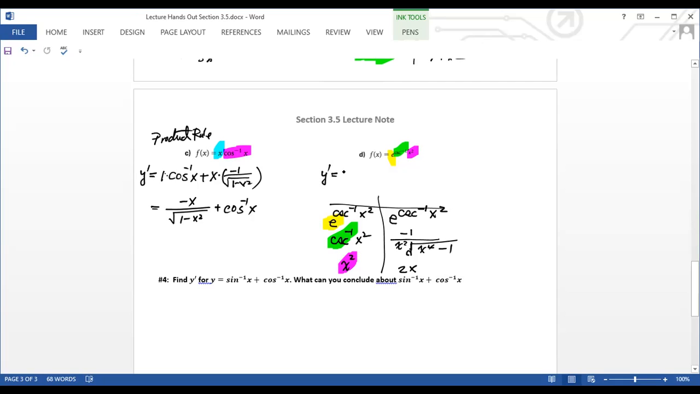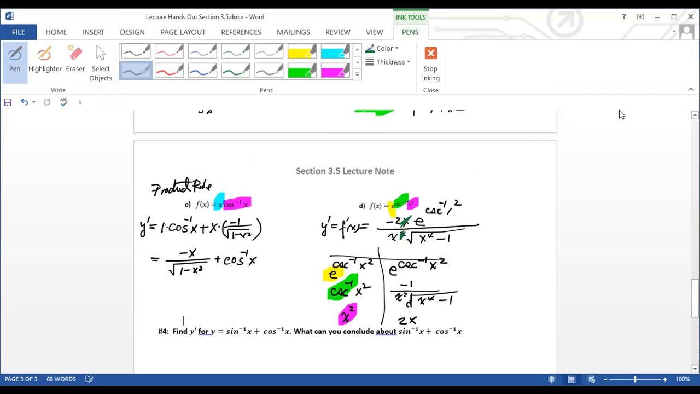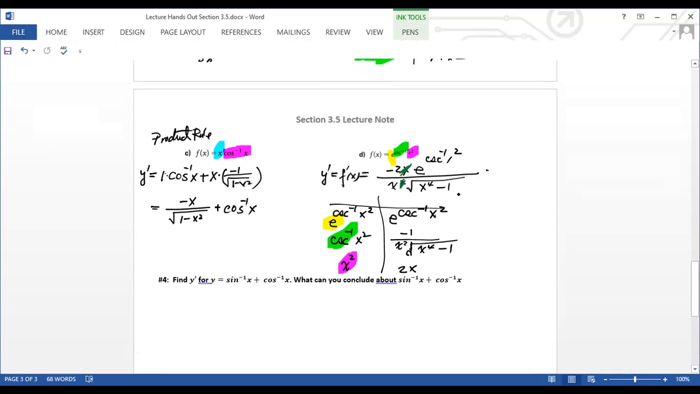So I will have y prime is equal to the f prime x. Okay, let's see. This one we put in the denominator. So this is x squared, and this is the square root of x fourth minus 1, times negative 2x, and e to the arc cosecant x squared. And if you want, we can simplify a little bit. Not much, but still we can. I think this is x, and x, I can cancel out one x here. And so if you simplify it, the answer will be negative 2e to the arc cosecant x squared over x times the square root of x fourth minus 1.